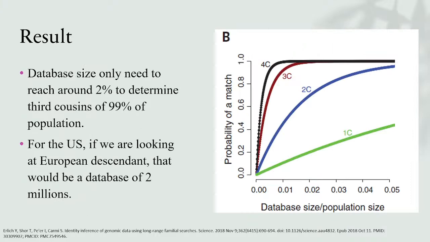They ran a computer model, and they found, this is a simulation, it is not real, that to reach 99% of third cousins found, they only need the database to reach 2% of the population. For the US, if we're looking at European descendants, that would be a database of only 2 million. This is doable. This is not far-fetched or sci-fi or something. Obviously, this model assumes a random distribution of the population as well as random sampling, but this is a very scary result nonetheless.